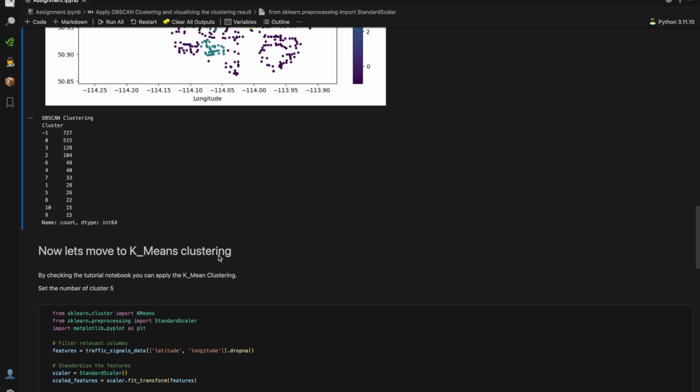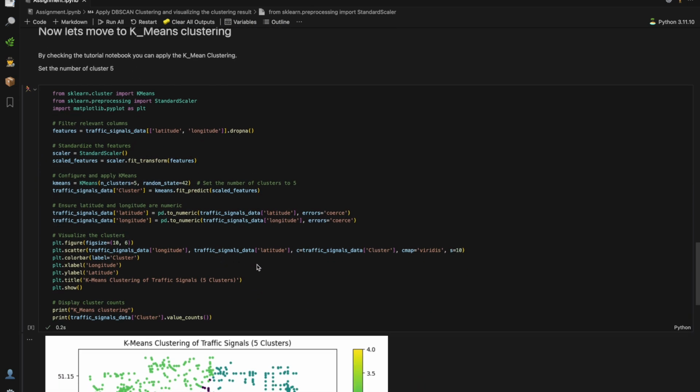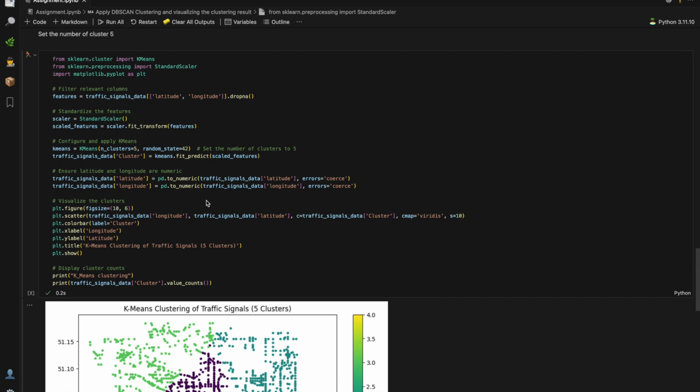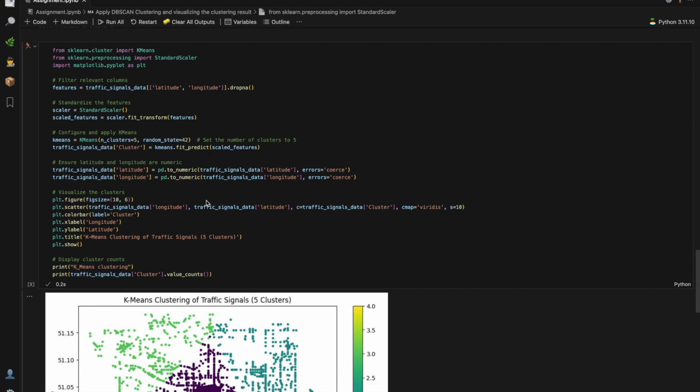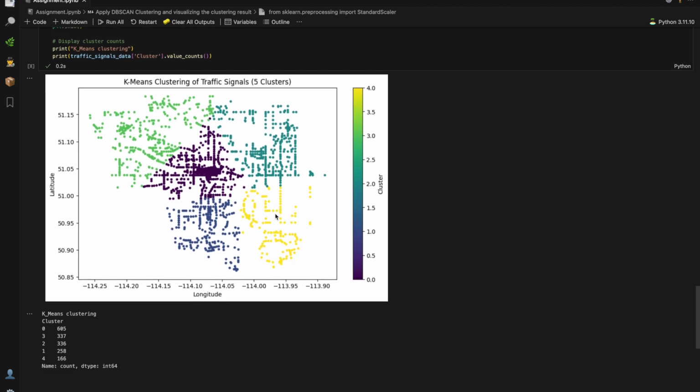K-means clustering. Next, we turn to K-means clustering. Unlike DBSCAN, K-means requires us to predefine the number of clusters. I selected 5 clusters to see how evenly the traffic signals can be grouped without any input on density or outlier detection. K-means works by assigning each point to the nearest cluster center and recalibrating the centers until the clusters are stable. Here's the visualization of our traffic signals partitioned into 5 distinct clusters.